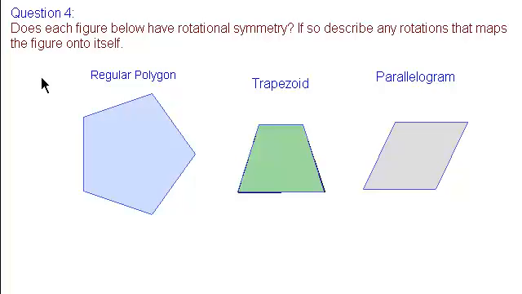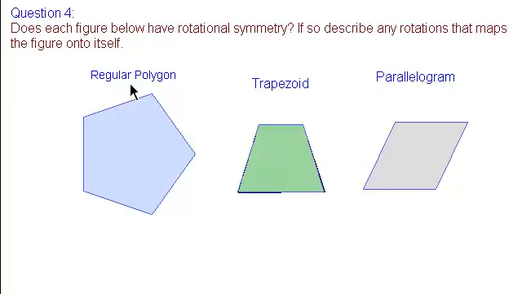Question 4. Does each figure below have rotational symmetry? If so, describe any rotations that map the figure onto itself. So we have three different shapes.